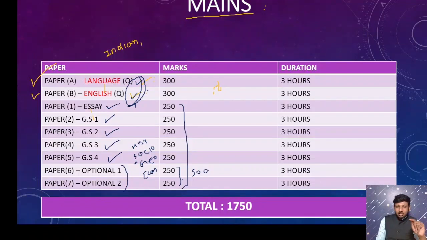So by adding all these, all are marked for 250. When we sum up, the total comes to 1750 marks. Out of 1750, however much you score, that mark will be taken to your final mark list. This 1750 does not include those 300 and 300. Okay? I hope the concept of mains is clear, and each paper is of 3-hour duration.